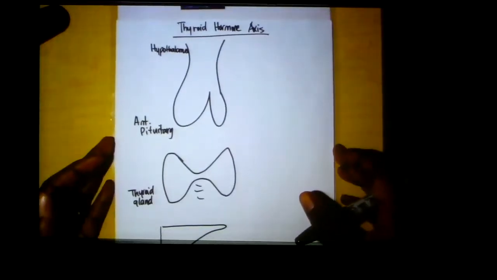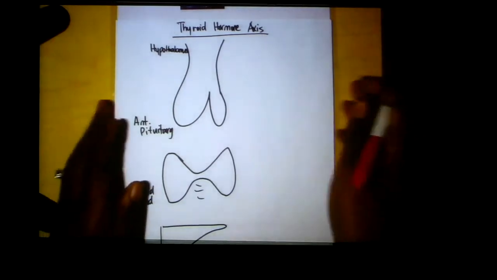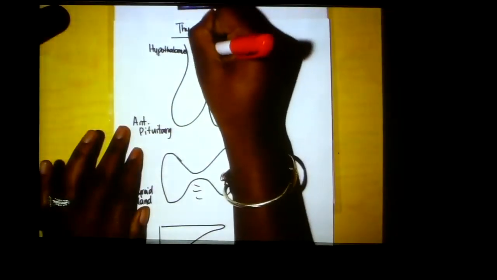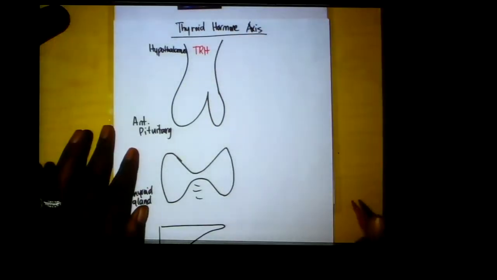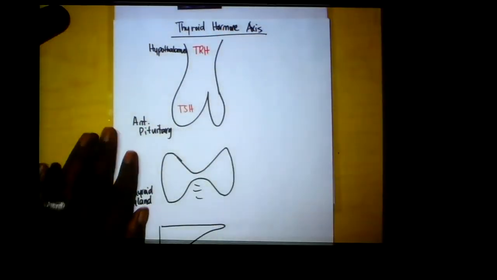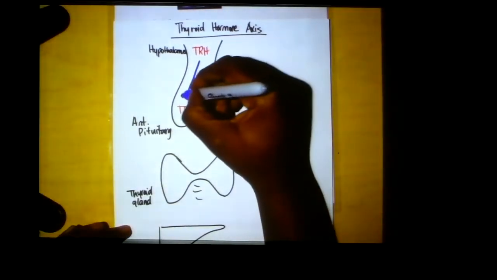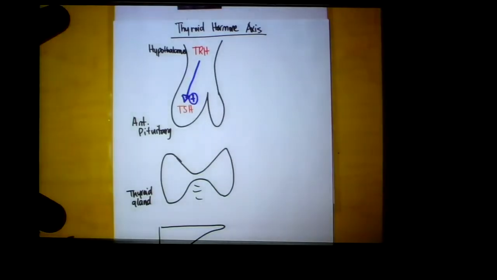Okay, so let's start up here in the hypothalamus. The first trophic hormone, trophic hormone 1, is thyrotropin releasing hormone, or TRH. Thyrotropin releasing hormone is going to instruct the anterior pituitary to secrete thyroid stimulating hormone, or TSH. And this is that first chain of command.